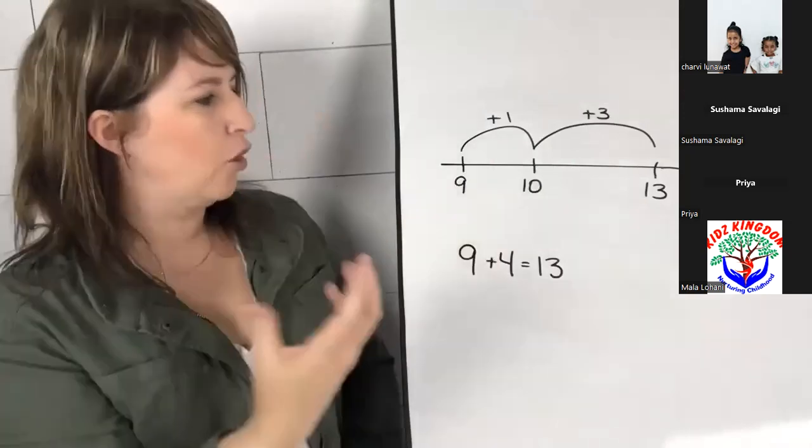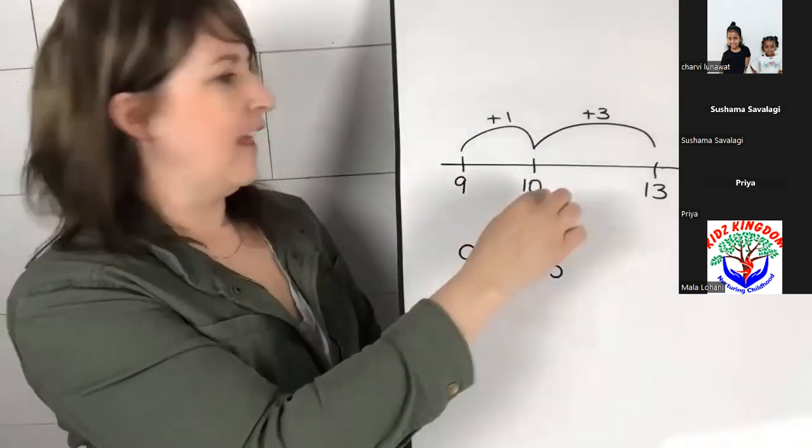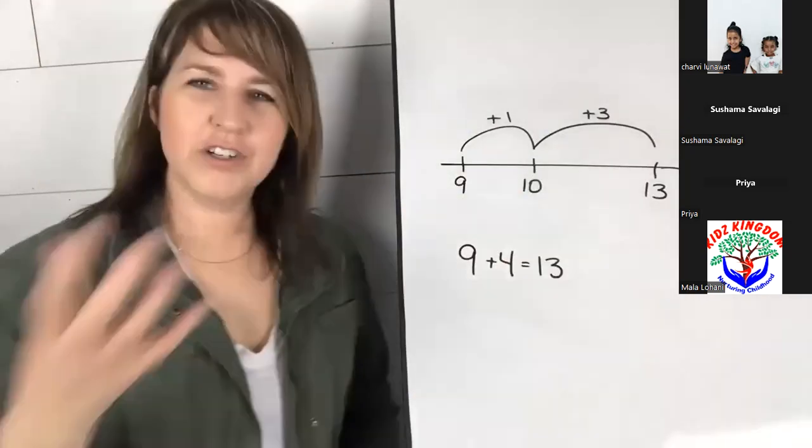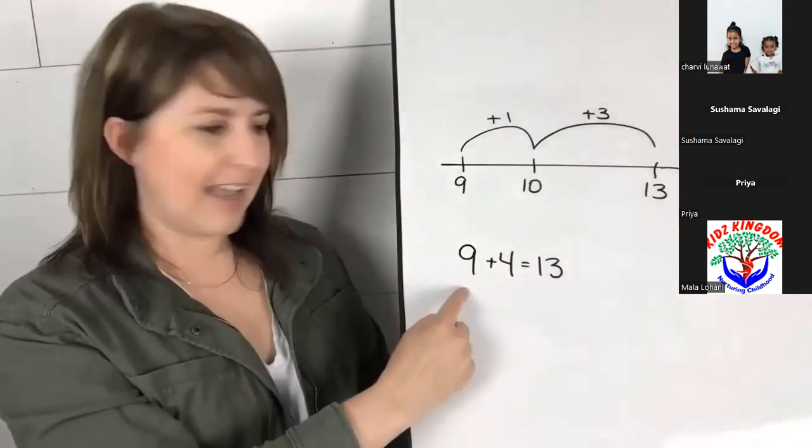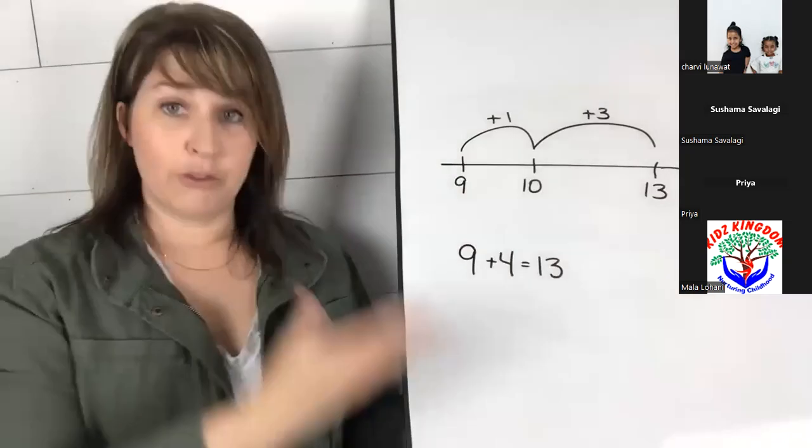So here's what we might expect our students to understand when we explain using a model like this. We might expect them to know that we could add 1 more to make 10, and then add 3 more to make 13. So we're just expecting them to understand the concept of taking 1 from the 4, giving it to the 9 to make 10, and then using those 3 leftovers to make 13.